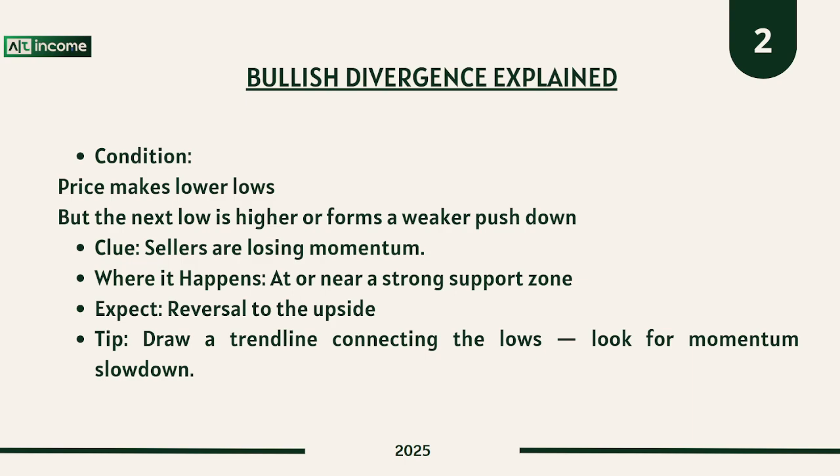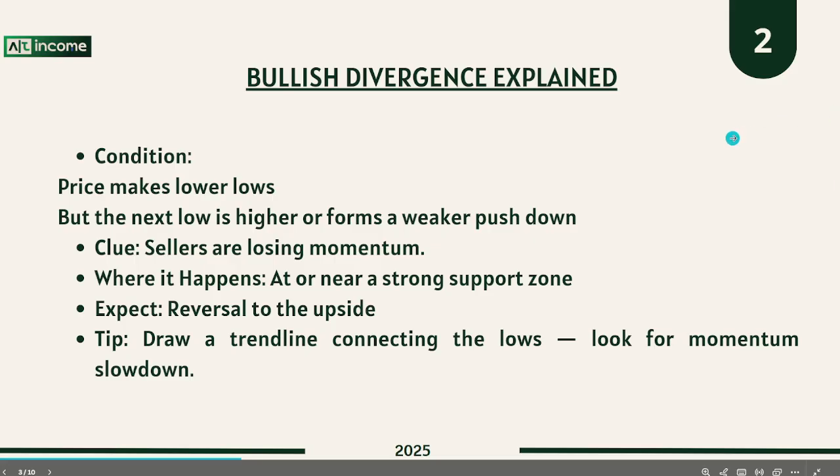What are the tips? Draw a trend line connecting the lows. Look for momentum slowing down. Basically, that's what we should call it, a slow down. I'm going to show you in the next video. This is just to give you an explanation of it. The next video will show you clear examples of divergence.